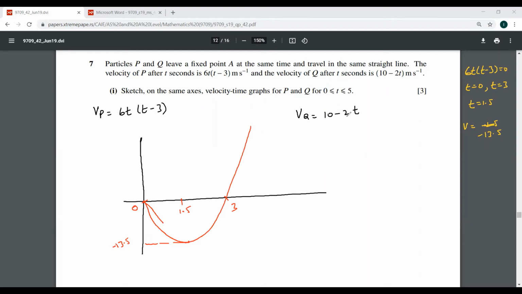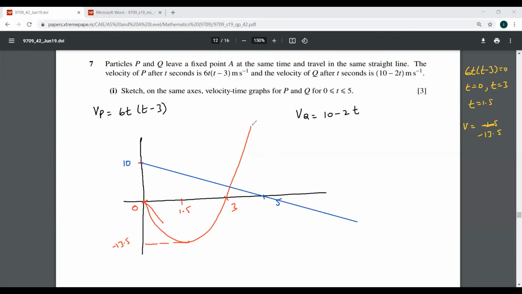That is again an easier thing to draw. That is a line graph. So when the time is 0, it is going to be at 10, maybe here. Let me draw this with blue. This is 10. And when you put V as 0, it is going to be at 5. So this is going to pass through this 5 like this. I can use this line option here. So this would be a line like this. Okay, so these are the sketches of the velocity time graphs of both P and Q for 0 to 5.